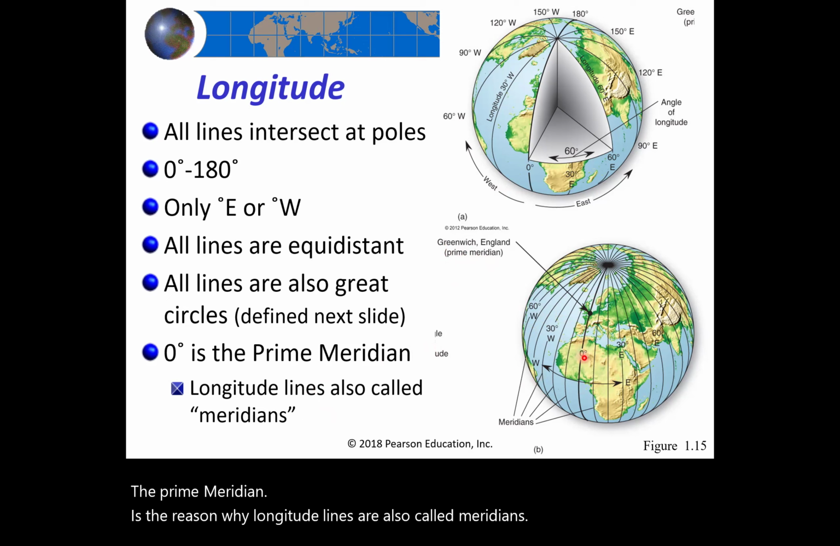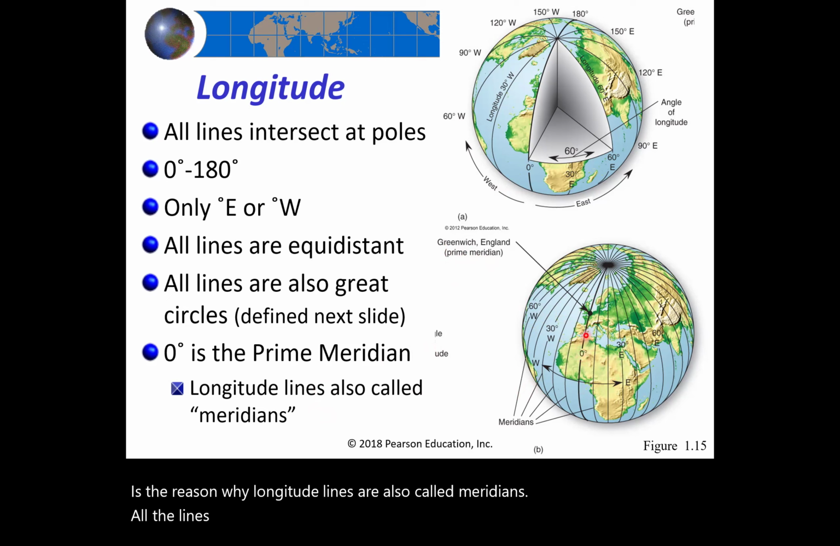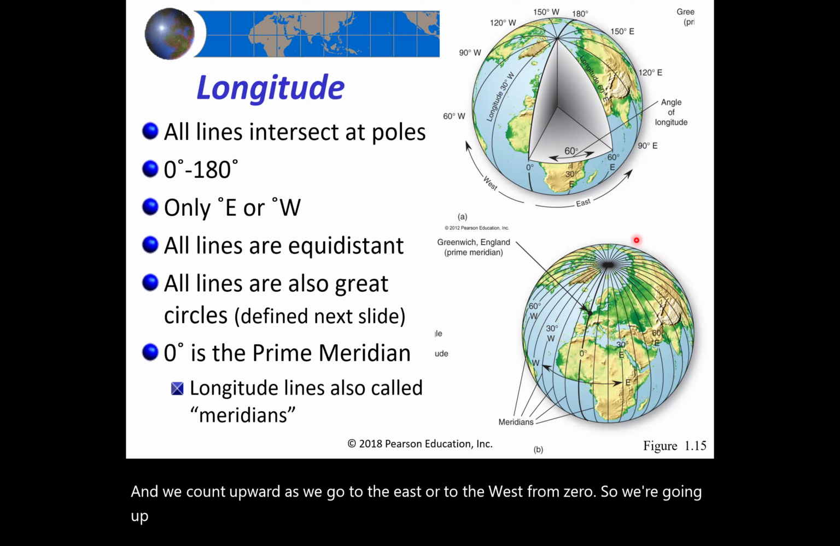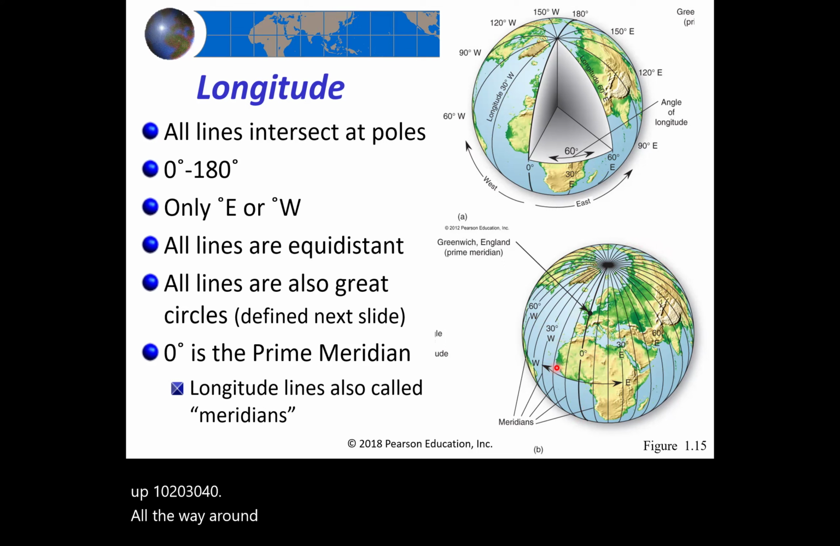All the lines are equidistant from each other, all the same length, as I said before. They are labeled from 0 to 180. And that is because the prime meridian is 0, and we count upward as we go to the east or to the west from 0. So we're going up 10, 20, 30, 40, all the way around to the opposite side of the earth. Again, if I'm going east or west, we end up all the way at the opposite side of the earth.